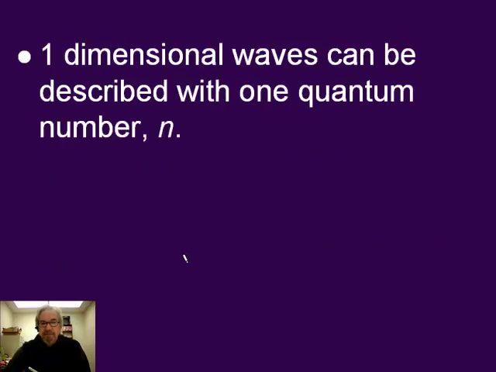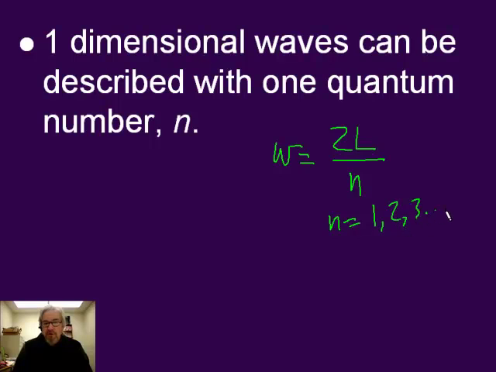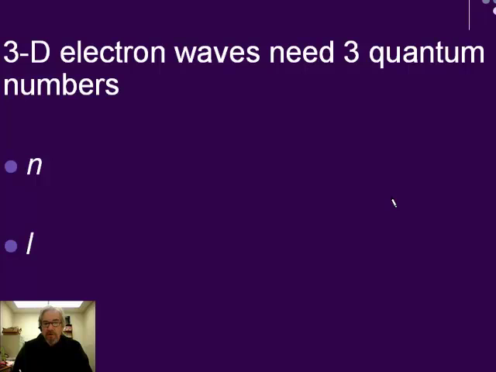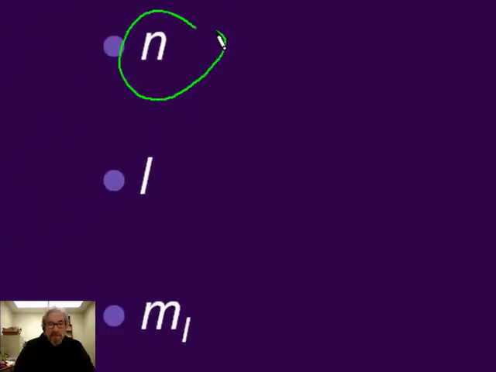Well, our one-dimensional waves were described with one quantum number, n. Remember, the equation was wavelength is equal to 2 times L divided by n, where n was equal to 1, 2, 3, and on up to infinity if you wanted to go that far. Electron waves are three-dimensional, and so three-dimensional waves are going to need 3 quantum numbers. So we end up with 3 quantum numbers, n, L, and another one called m sub L, to describe the three-dimensional wave.